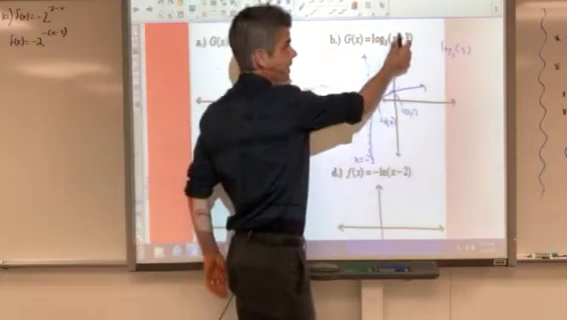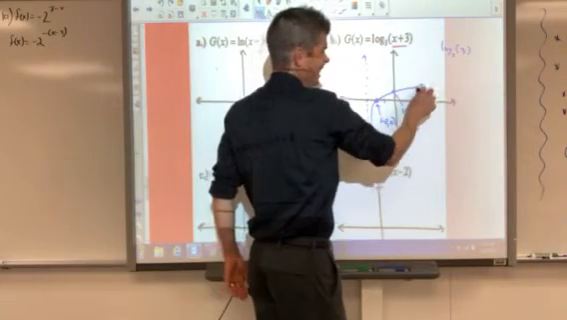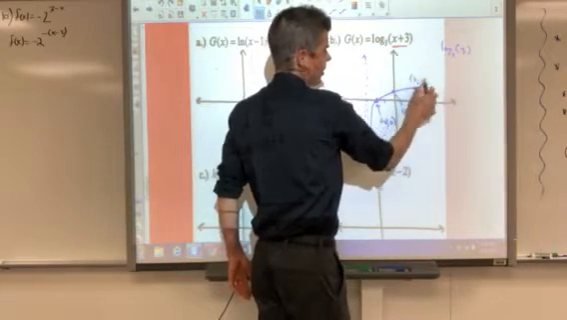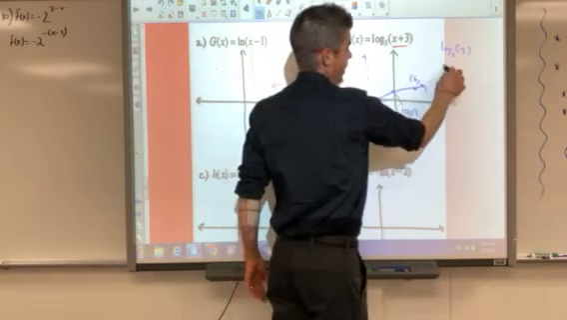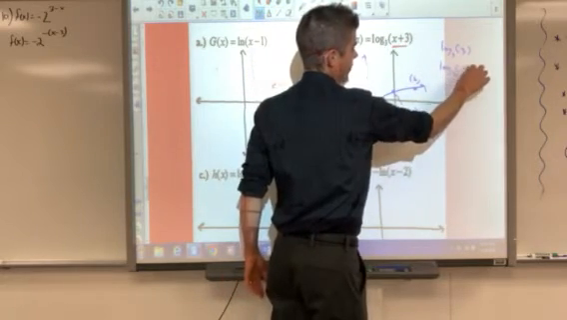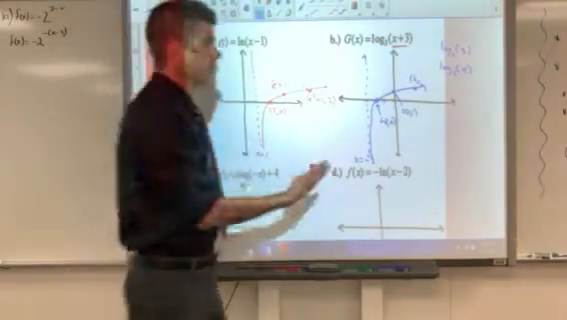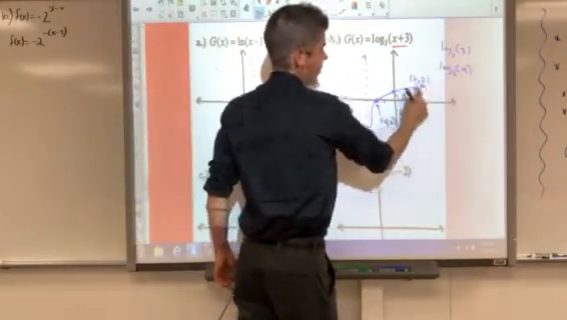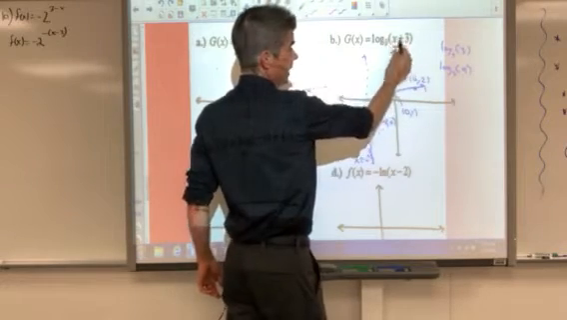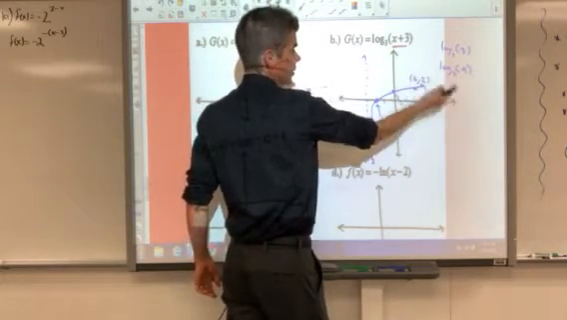I'd like to maybe make this a 9. So if I choose 6, because 6 plus 3 is 9, then I have log base 3 of 9. What power of 3 is 9? It's the second power. So if I put a 6 in, 6 plus 3 is 9, log base 3 of 9 is 2.